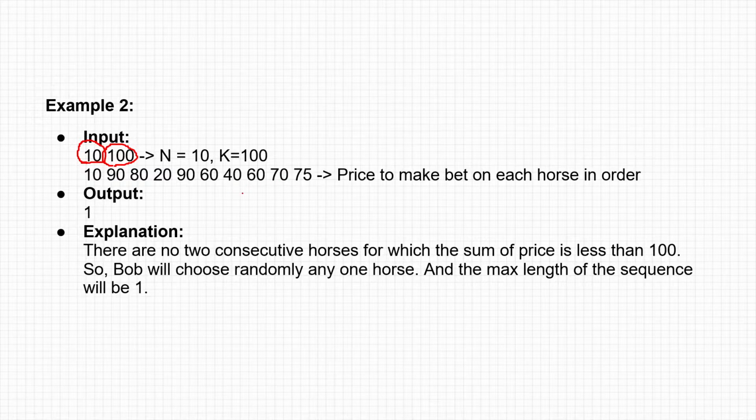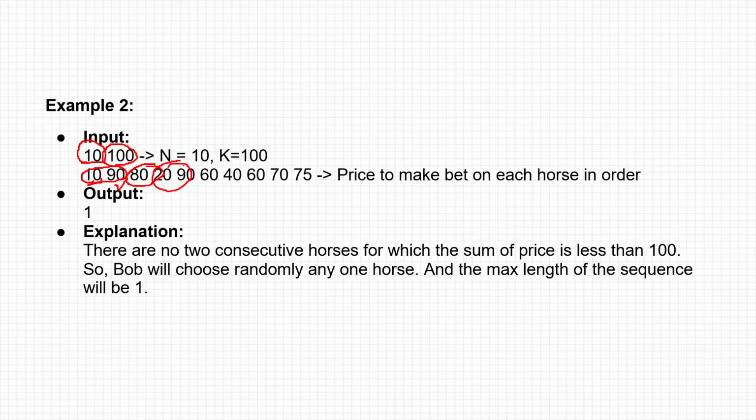Okay, we will check each one by one. 10 is not equal, so 10 plus 90 will be equal to 100, but he doesn't want to bet the full amount. So now the sequence is fine enough for him, so he will go and bet with this. So 80 and 20 again is not giving him the correct sequence. It is equal to 100.